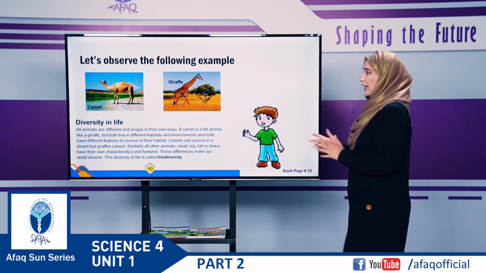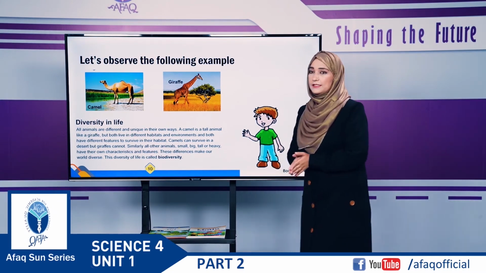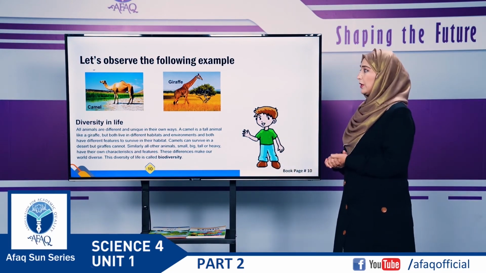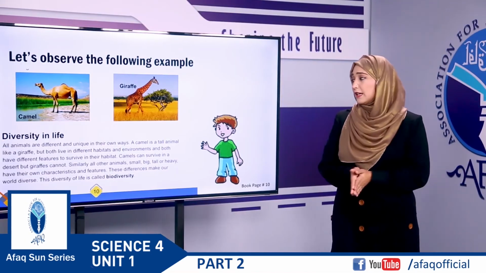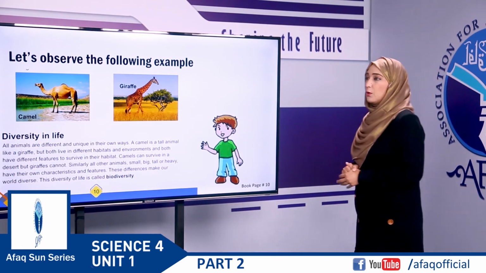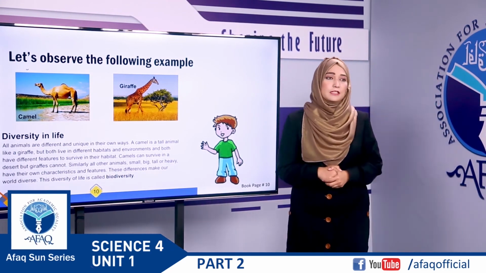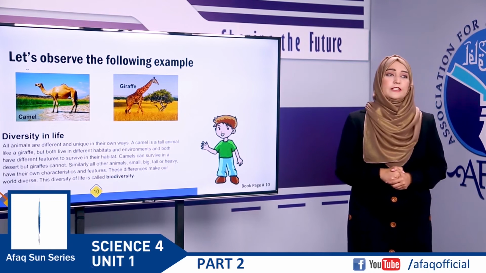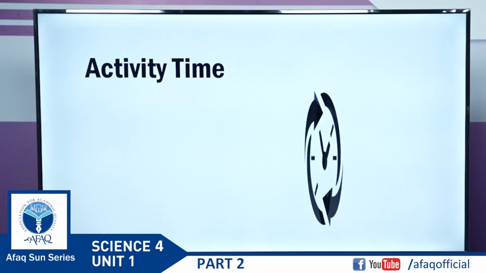So, different animals live in different places. They have different features according to their habitats. So, animals big or small, tall or heavy, they have their own characteristics and features. This is called biodiversity.